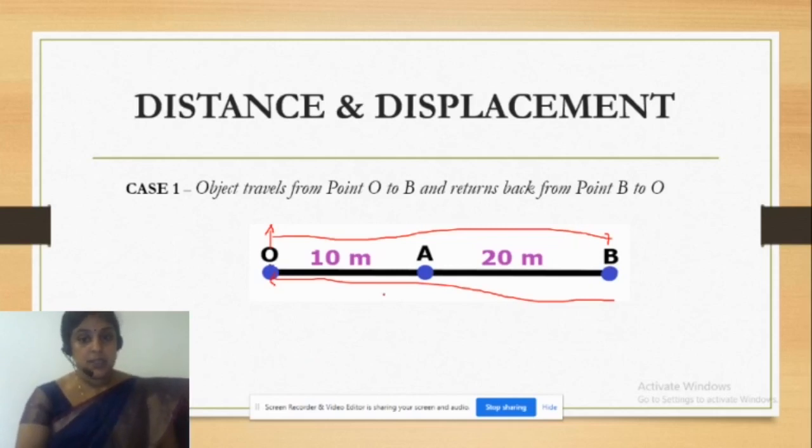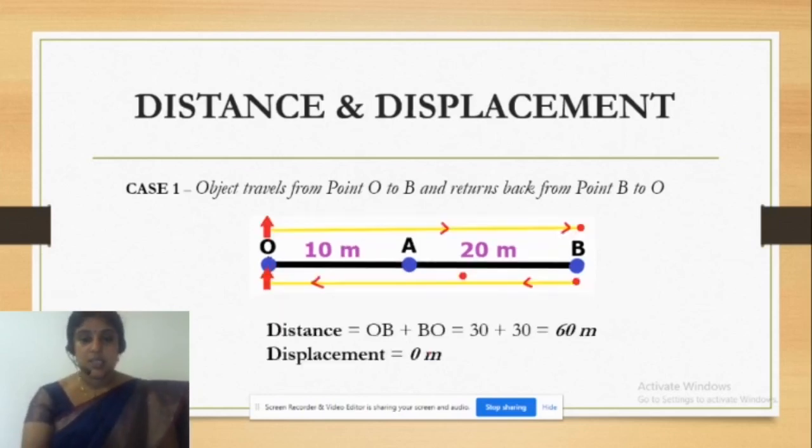OB is how much? 10 plus 20, 30 meters. So what is the total distance covered by the object? It is OB plus BO, that is 30 plus 30 equal to 60 meters. See here, in this case, the initial point is point O and the final position is also point O, right? So what is the shortest distance between the initial and final position? That is 0, right? That is displacement. So displacement, which is the shortest distance between the initial position and the final position, is 0.